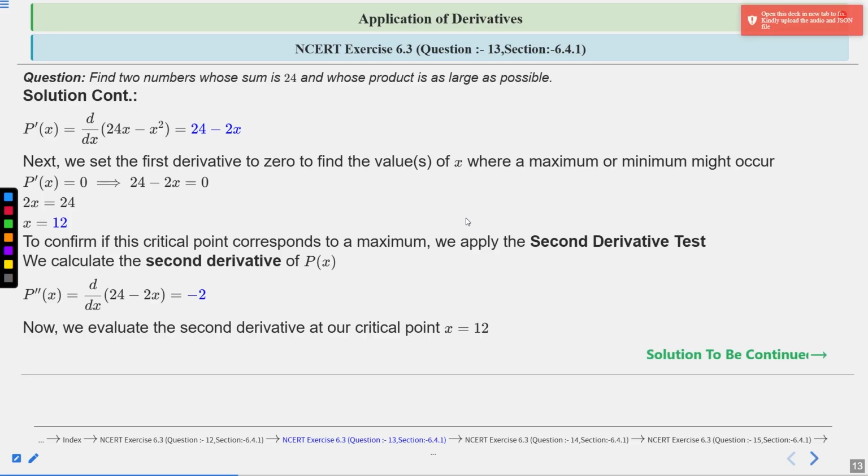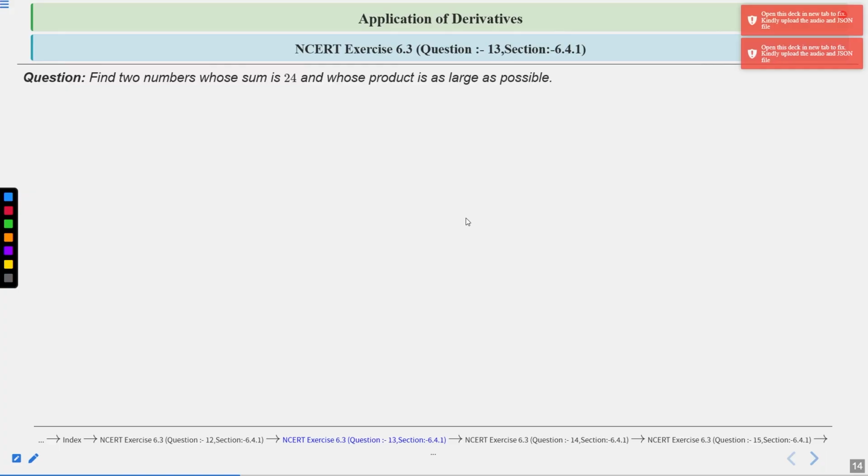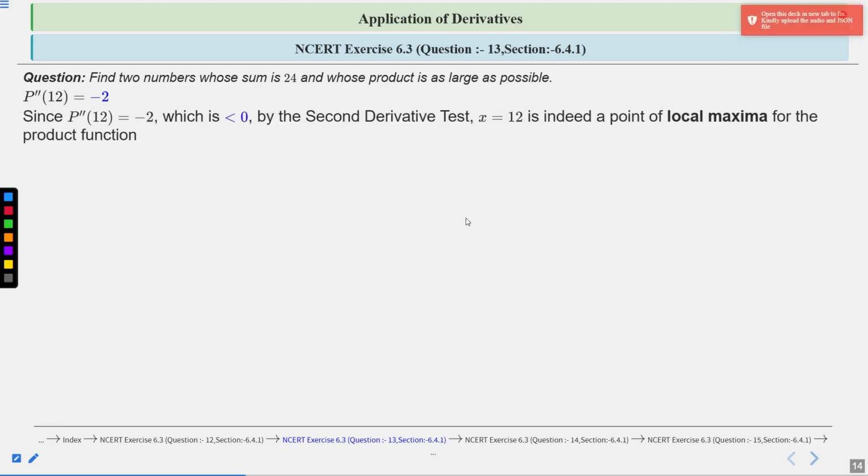So P double dash 12 is equal to minus 2. Now since P double dash 12 is equal to minus 2, which is less than 0, by the second derivative test, we can say that x equal to 12 is indeed a point of local maxima for the product function.